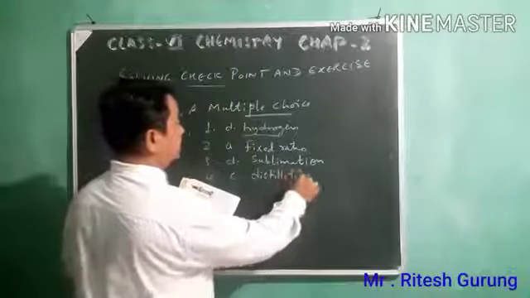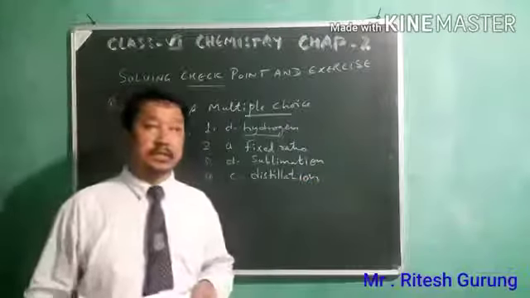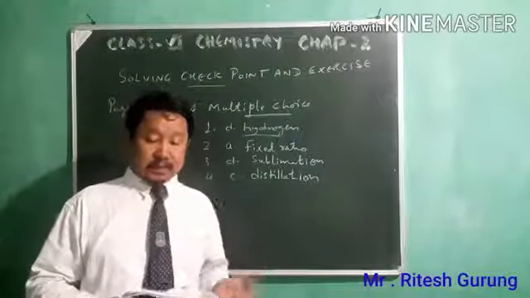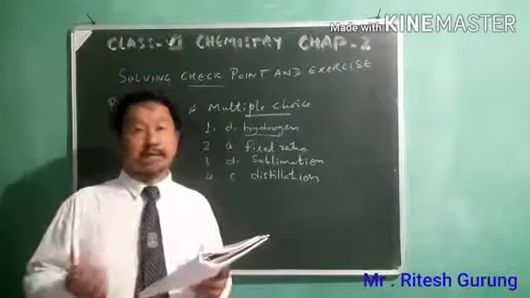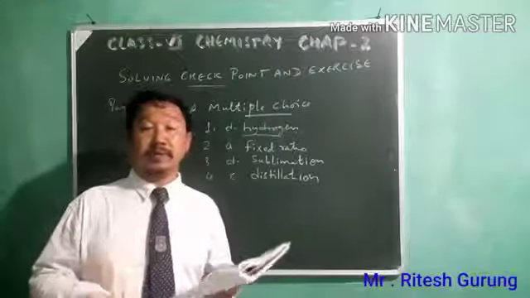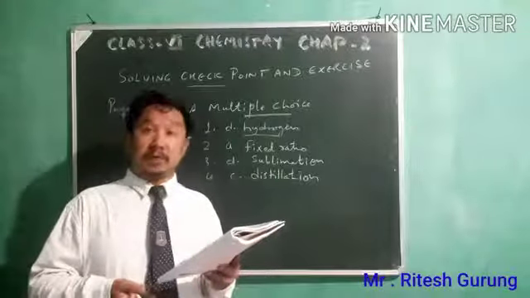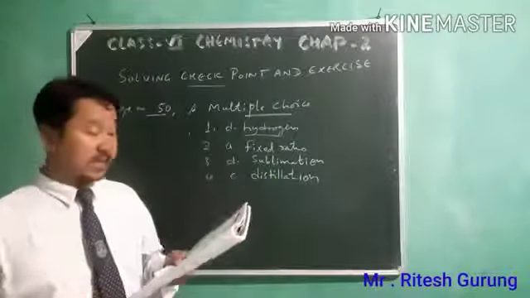That is distillation. Option C, that is distillation, in which this mixture is boiled and these two things boil at different boiling points, different temperatures. So that difference in the boiling points of these two different things is used in separating them.